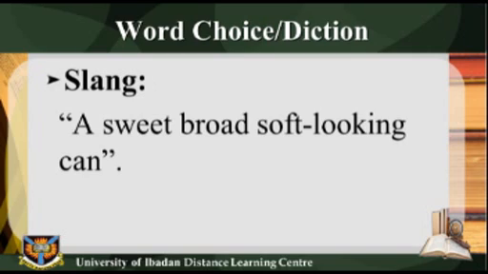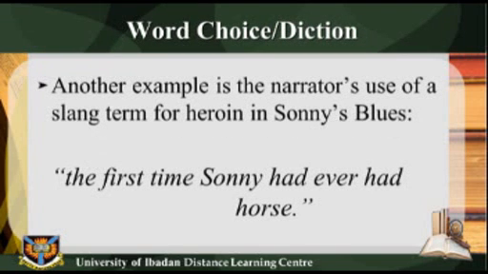Another type of diction is slang. "A sweet, broad, soft-looking can." Most of us wouldn't use the word can in a school paper, but it fits perfectly the breezy personality Sammy wants to project. Another example is the narrator's use of a slang term for heroin in Sonny's Blues: "the first time Sonny had ever had horse."